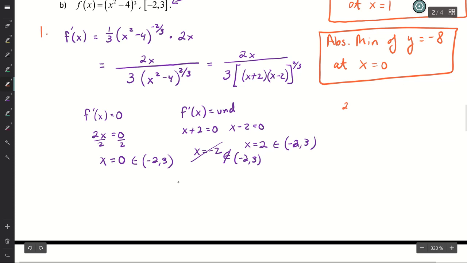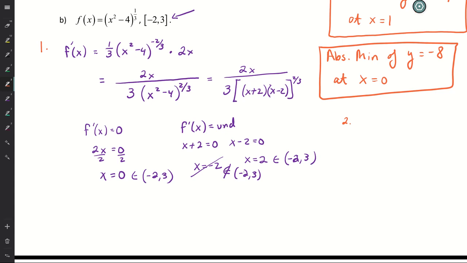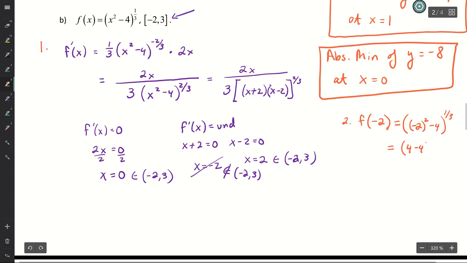My second step is now going to be to evaluate my original function at the critical numbers that are in the interval and at the endpoints. So I'm going to start by evaluating f of -2 first. Be careful with the sign, so it'd be (-2) all squared minus 4, and then all that is raised to the 1/3 power. Notice here that (-2) squared is going to end up being 4, so you're really going to end up with (4 minus 4) to the 1/3. 4 minus 4 is 0, so this whole thing is going to be 0. You can also just evaluate that on your calculator.